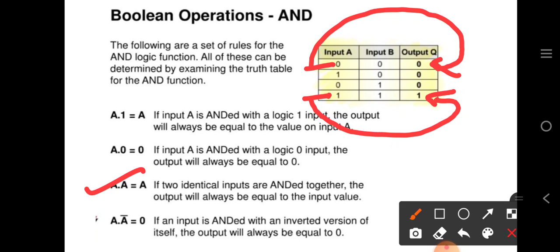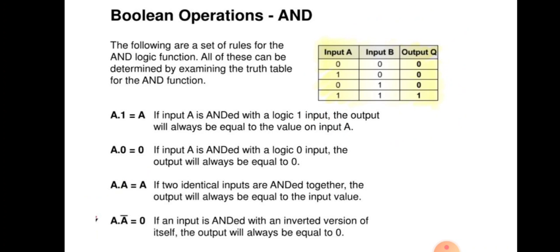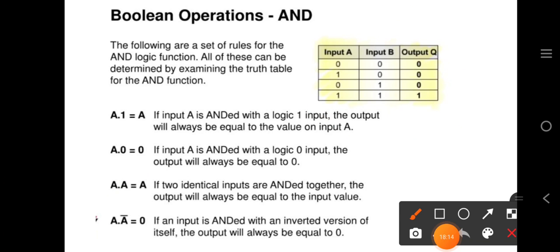Now A dot A bar is equal to 0. If an input is ANDed with an inverted version of itself, the output will always be equal to 0. Now for the fourth condition, we will see the middle two conditions. Here, an input is ANDed with an inverted version of itself. So here the input is 1 and its inverted version is 0. So in this case the output will always be 0. So here you can see the output is 0.